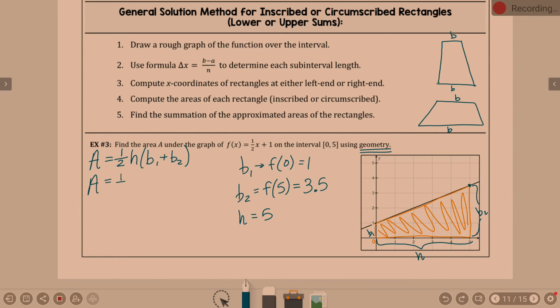1/2 times 5 times 1 plus 7/2, or 1 plus 3.5. So 1/2 times 5, I'm going to say 5/2. 1 plus 7/2, so 7/2 plus 2/2 is 9/2. 5/2 times 9/2 is 45/4, or 11 and 1/4, 11.25. And this is area, so officially we could say units squared if we needed a label.